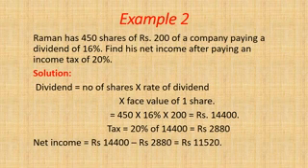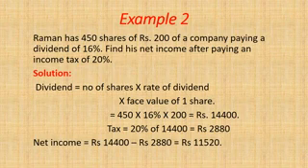Now proceeding to the next example, it's given that Raman has 450 shares of rupees 200 of a company, paying a dividend of 16%. Then find his net income after paying an income tax of 20%. As per the solution, the total dividend is equal to number of shares multiplied by rate of dividend multiplied by face value of one share. That's equal to 450 multiplied by 16 by 100 into 200, that's equal to rupees 14,400.